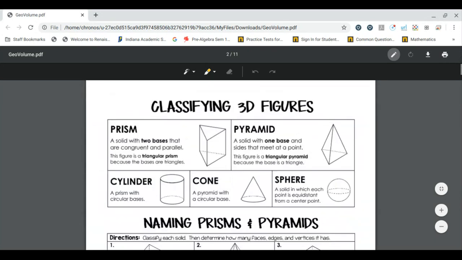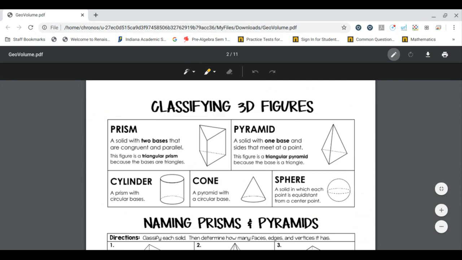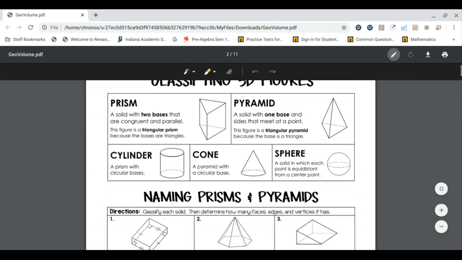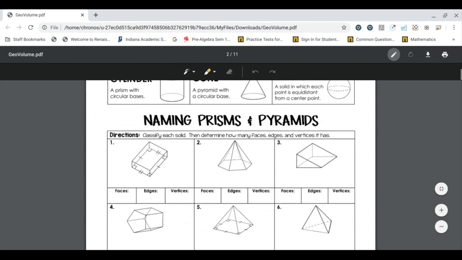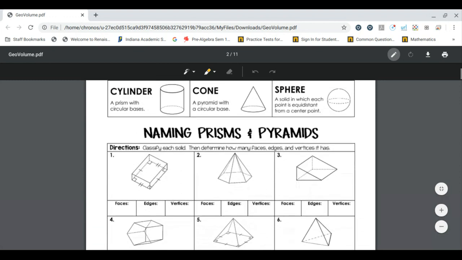I'm sharing my screen with you, so if you're listening, we're going to go to classifying 3D figures. Right there it gives you definitions of a prism, a pyramid, a cylinder, a cone, and a sphere. So read through those. Make sure you know the difference.